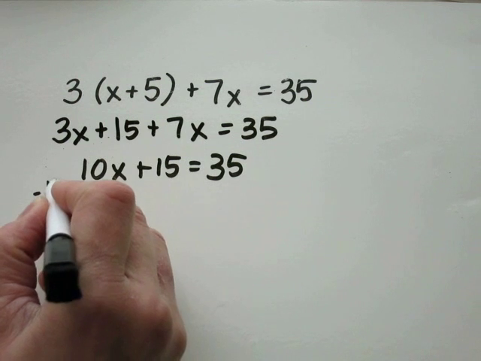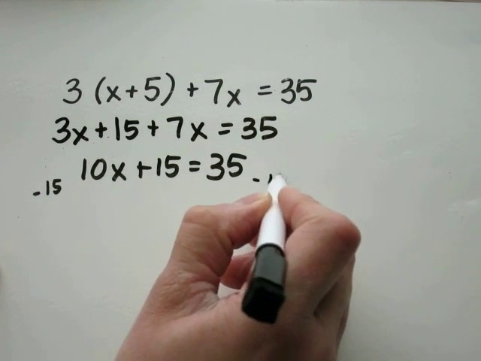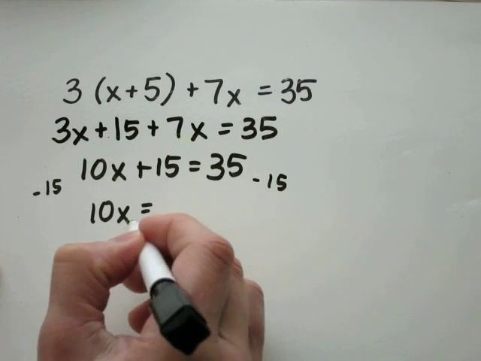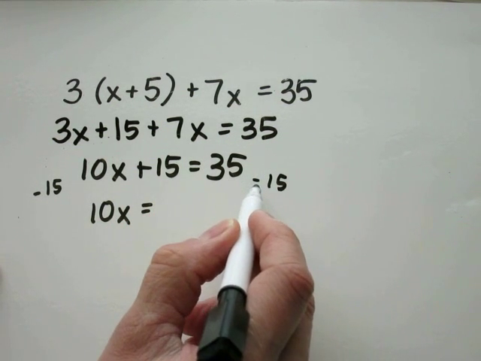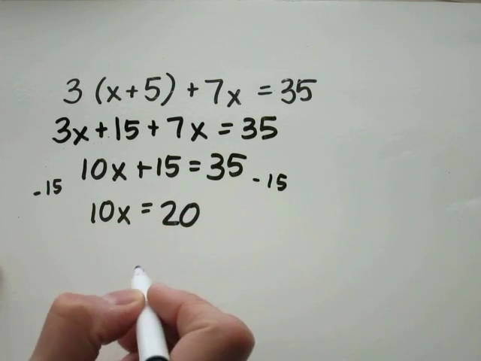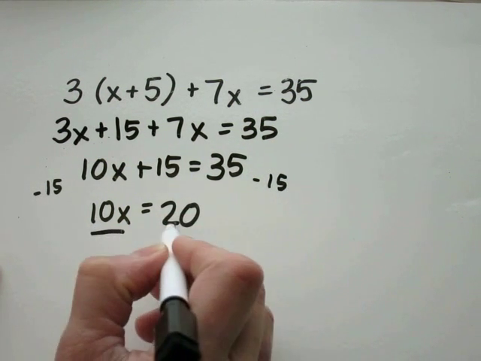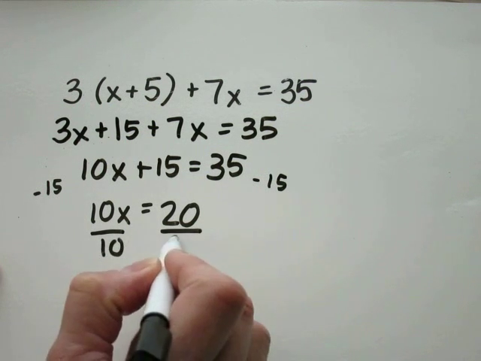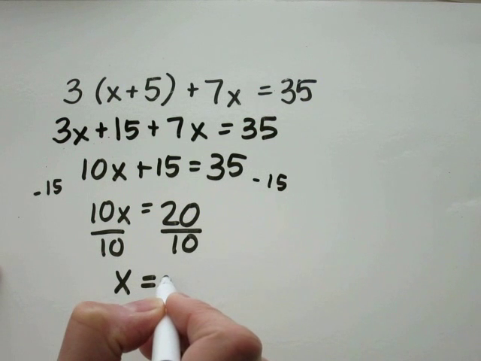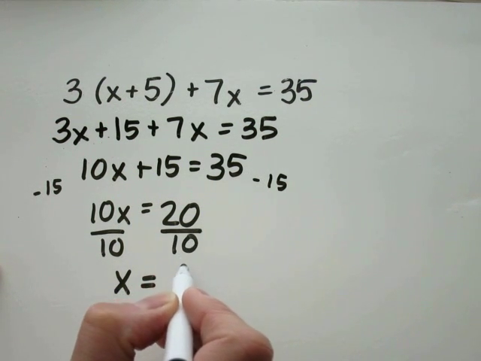So I'll subtract 15 from each side, which will leave me 10x. 35 minus 15 is 20. To solve for x, I'm going to divide each side by 10. It will leave me with 20 divided by 10, which is 2.